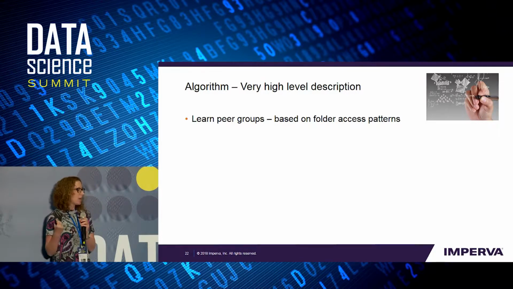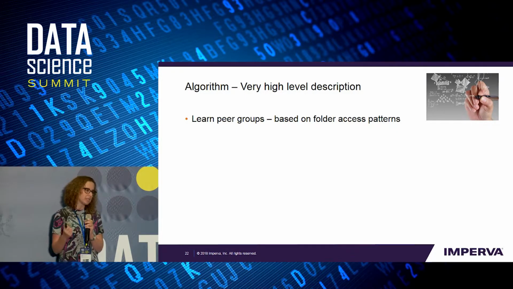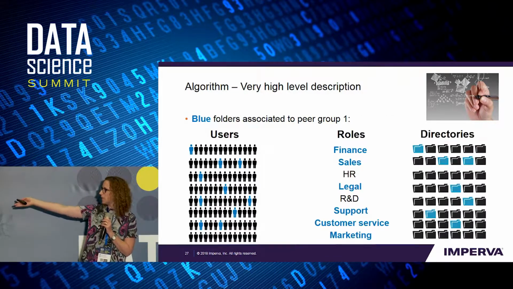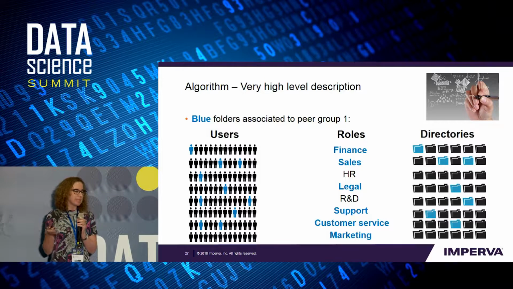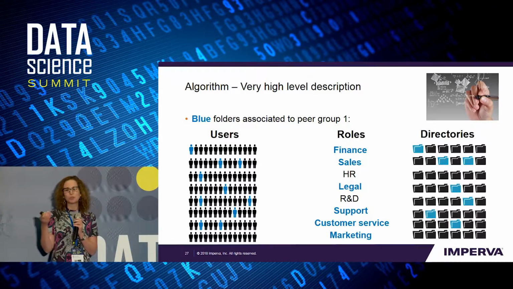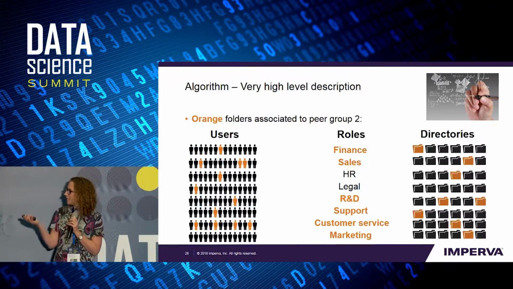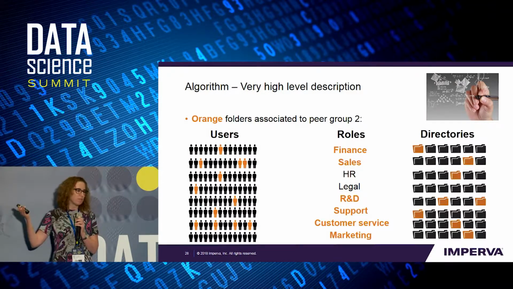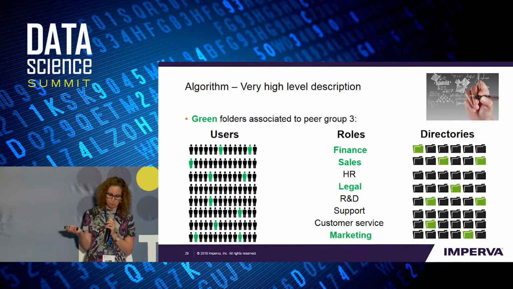The next step in our algorithm is to associate files and folders to each peer group that the users in this peer group are allowed to access. So again, if we're looking at peer group 1, which contains the users of the blue project, these users will be allowed to access folders that relate to the blue project. Same for the orange peer group, which will be allowed to access folders that relate to the orange project, and same for the green peer group.